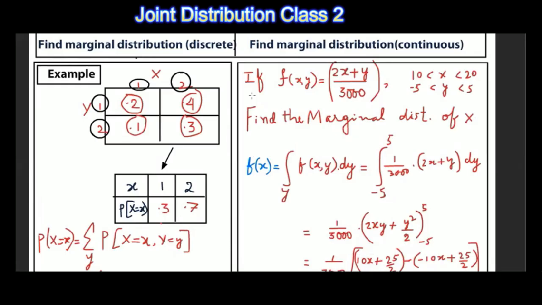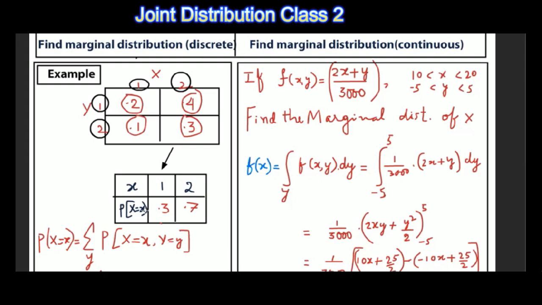Welcome all. This is a simple example. X takes two values 1 and 2, Y takes two values 1 and 2. And the probabilities are given here: 0.2, 0.4, 0.1, 0.3. From that we have to find the marginal distribution of X. Got it? Marginal distribution of X.